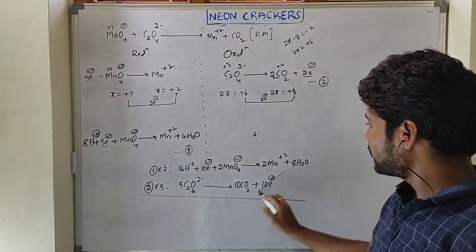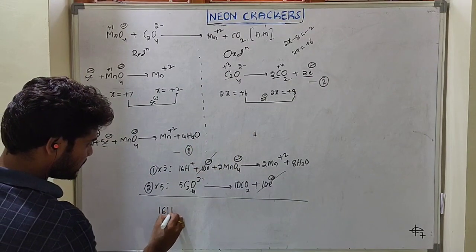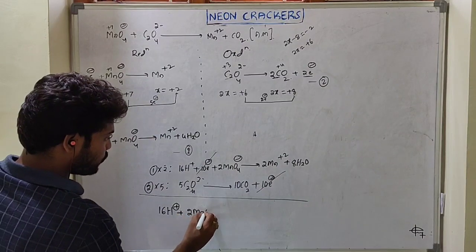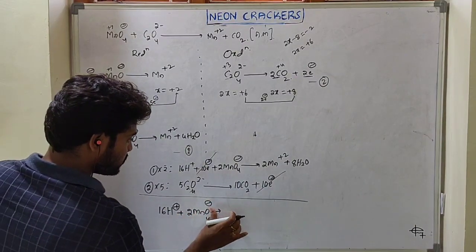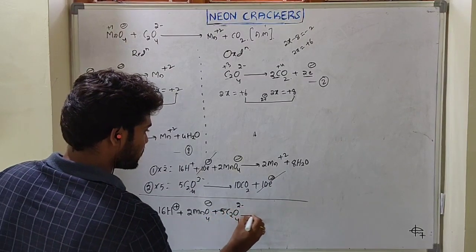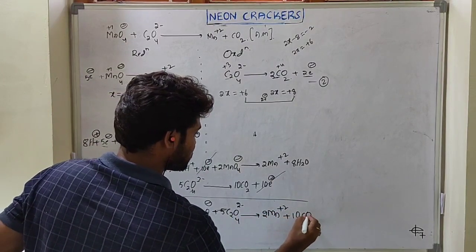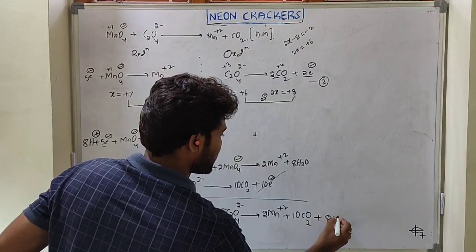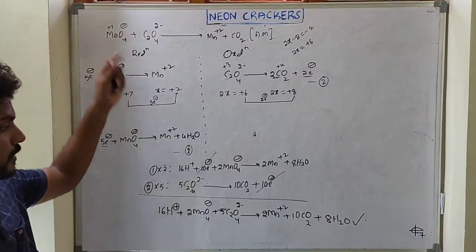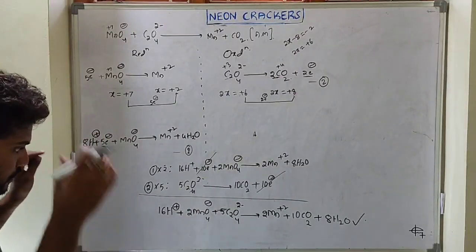Now the 10 electrons get cancelled, and the resultant equation is 16H+ plus 2 MnO4- plus 5 oxalate ions giving 2 Mn2+ plus 10 CO2 plus 8 H2O. This is our balanced equation for the given redox reaction. After this, let's check charge neutrality and atom neutrality.